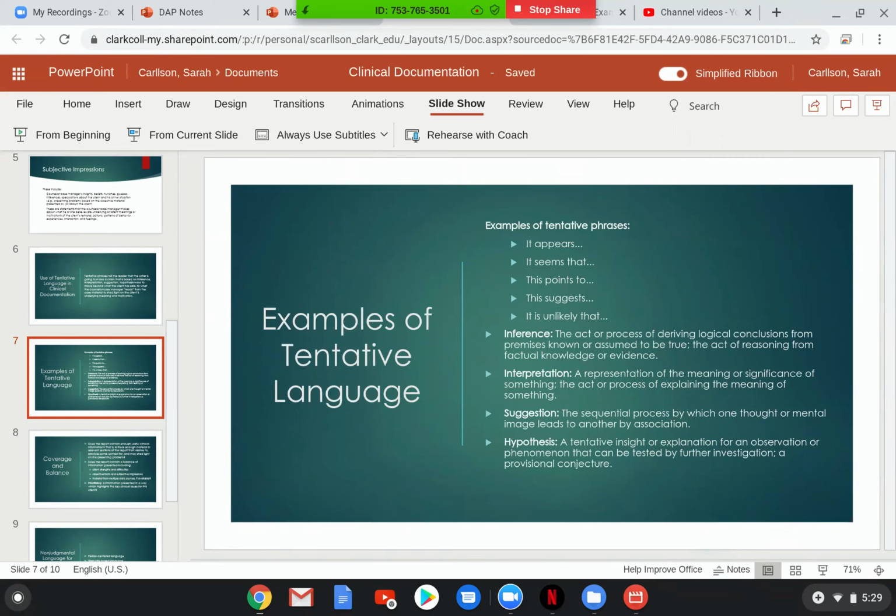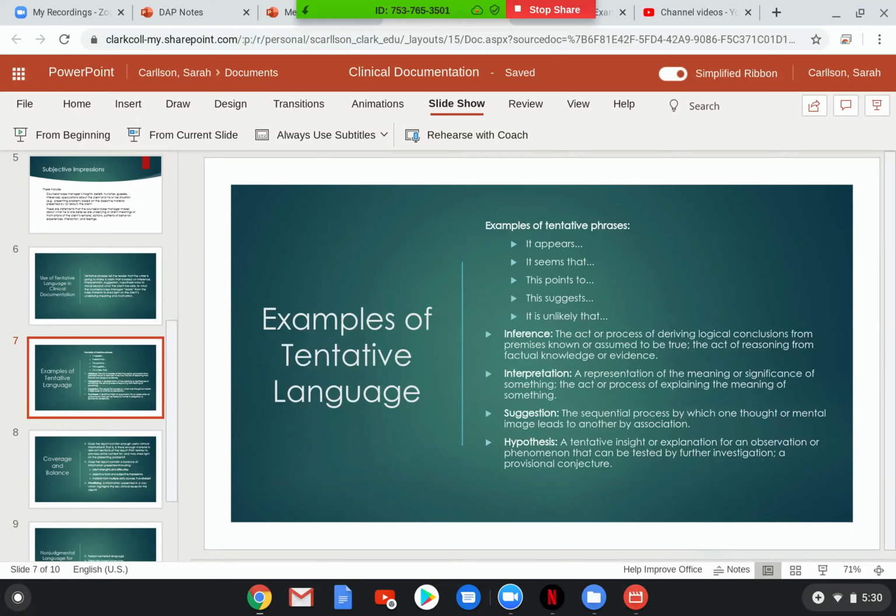Interpretation, which is a representation of the meaning or significance of something. The act or process of explaining the meaning of something. So what do we feel the meaning is of how the patient was responding or what the patient's behaviors were? Suggestion, the sequential process by which one thought or mental image leads to another by association. And then hypothesis, so a tentative insight or explanation for an observation or phenomenon that can be tested by further investigation.